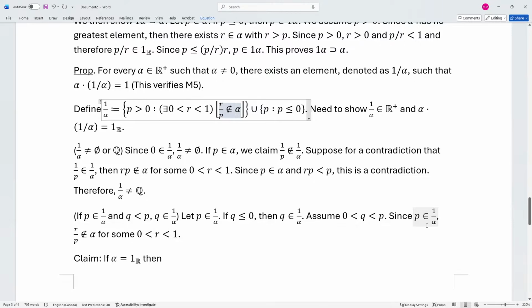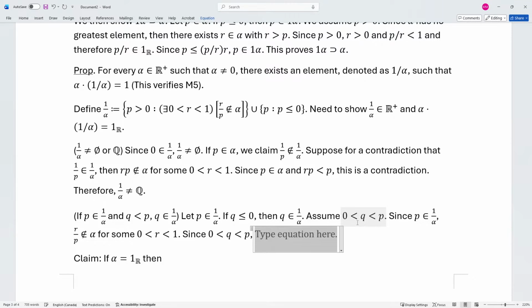So here, what is R over Q? Since Q is less than P and Q is positive, if you take the reciprocal, R over Q has got to be greater than R over P. But the thing is, R over P is already not in alpha. R over Q is even greater than that. It cannot be in alpha either.